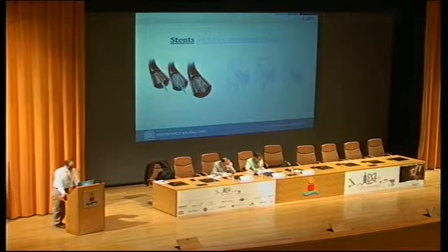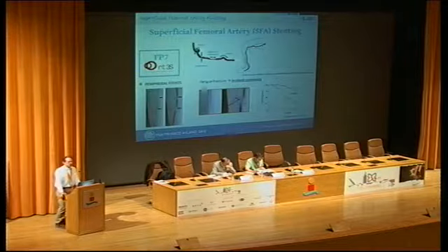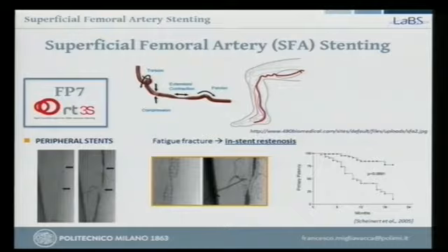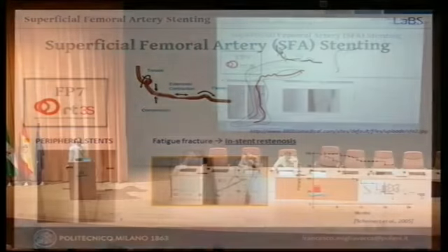Let's start with the stents. So the first example is related to the superficial femoral artery, the SFA, and this is a particular tract of the cardiovascular circulatory network, where we have a particular biomechanical environment.